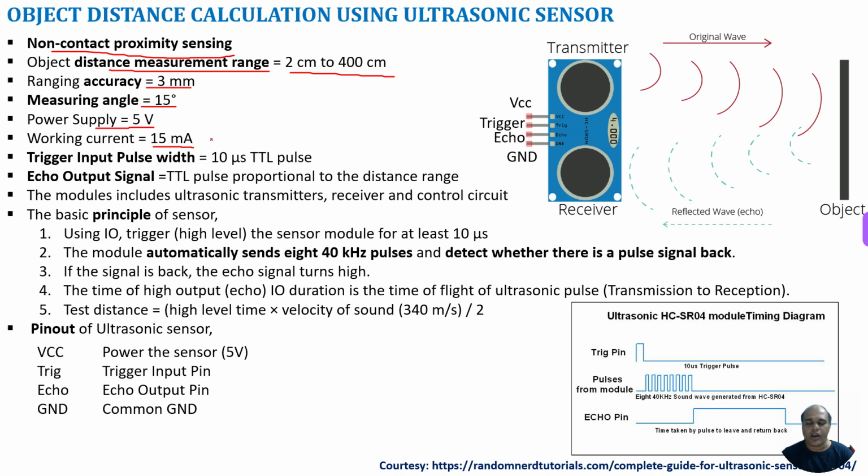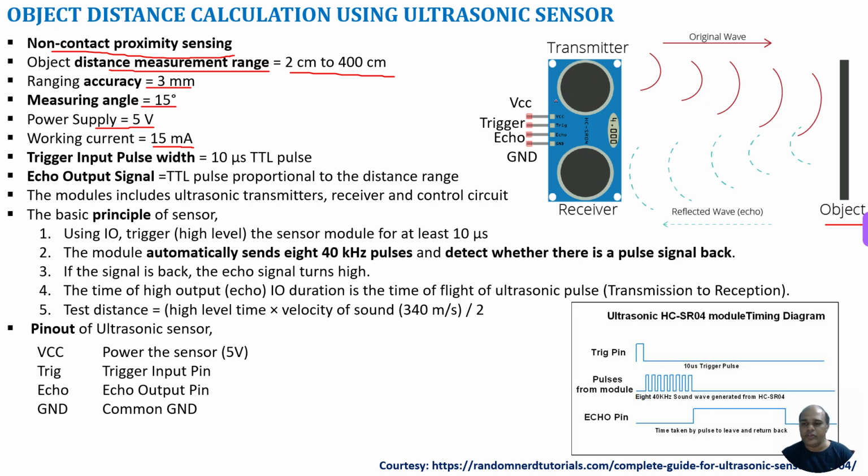Let us see how it is made. The ultrasonic sensor has a transmitter and a receiver. The transmitter will generate pulses of a certain frequency. Then these pulses, as they propagate, get reflected back when they encounter an object. The returned signal will be received by the receiver, and based upon the time of flight of the pulse from transmission to reception, we can calculate the distance of an object from the module.